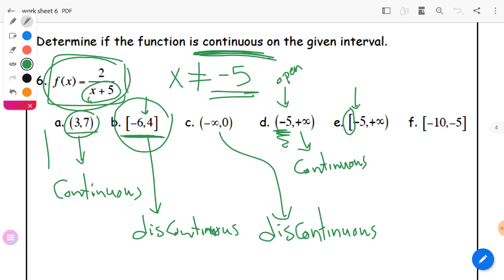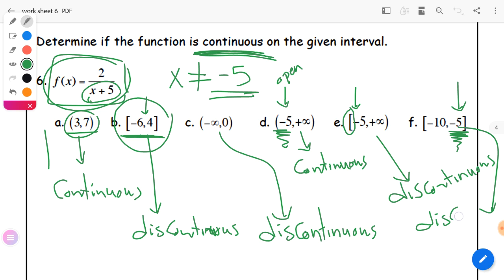Here, closed means included. That is the meaning of the closed bracket. Negative 5 is included. So since negative 5 is here, and at negative 5 this function is discontinuous, the function is discontinuous on this interval. Clear? Negative 5 is also included here. So here the function is discontinuous, because this function is discontinuous at negative 5. Clear? I hope you understand.